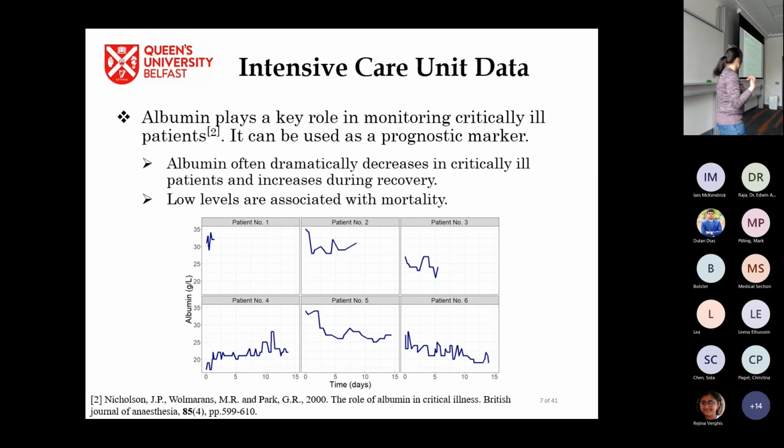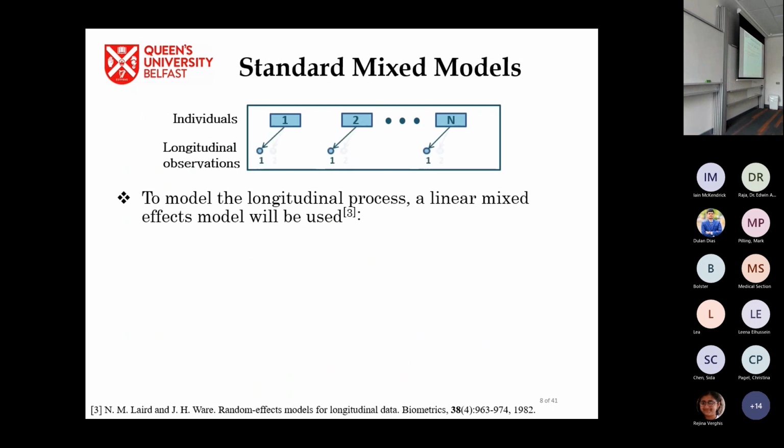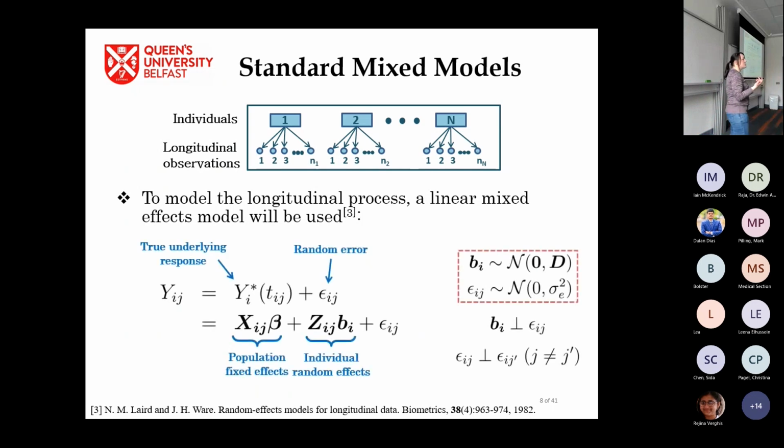Now within this, the profile plots at the bottom just show a selection of randomly chosen individuals, just to give you an idea of what the albumin levels look like as the patients are staying during their hospital stay. Within this, what we're doing is gathering multiple observations per patient over time. So we're looking at longitudinal data. Longitudinal data is essentially where we have a collection of observations clustered within individuals.